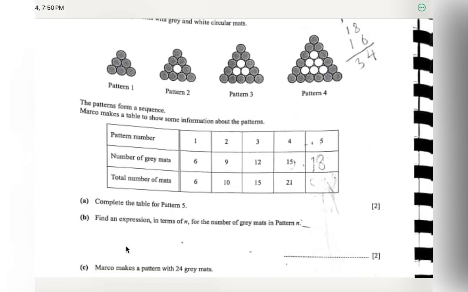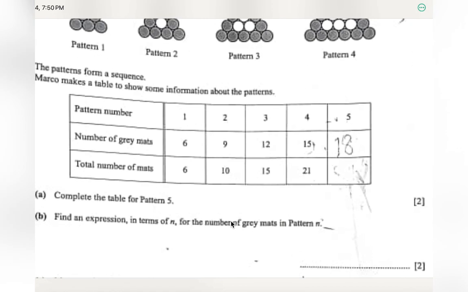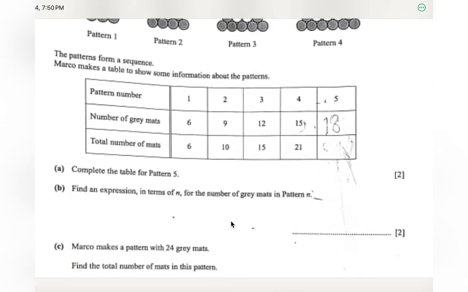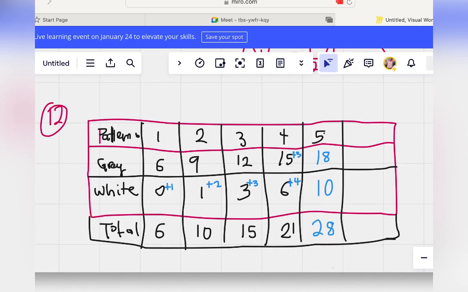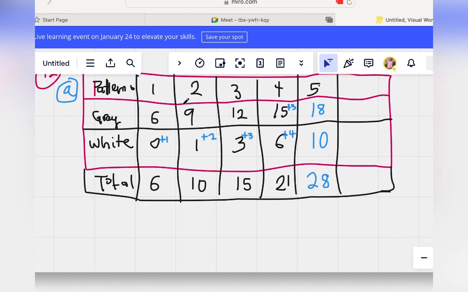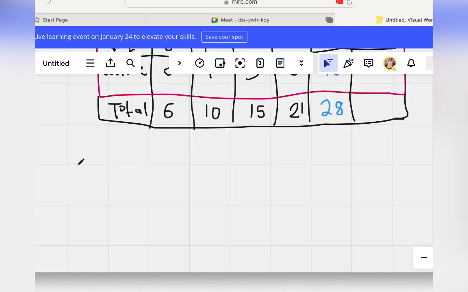The B part of the question says, find an expression in terms of n for the number of gray marks in pattern n. That's the n term for gray. So let's find the n term for gray. If we come here, this is A, to complete the table. Now the B question is the n term for gray.